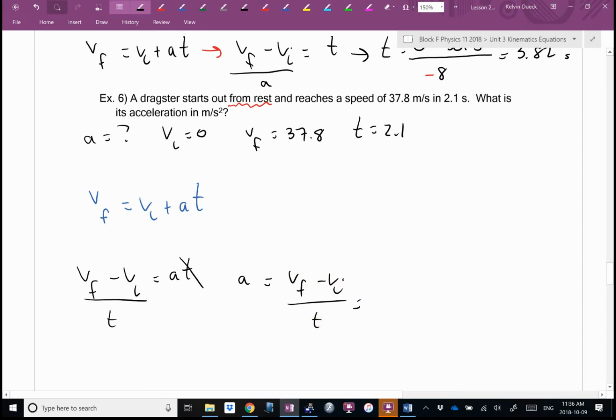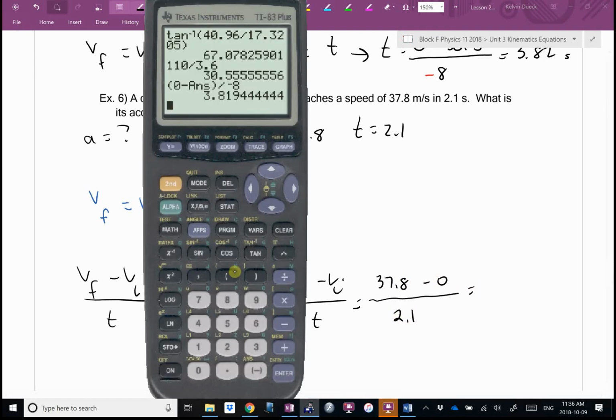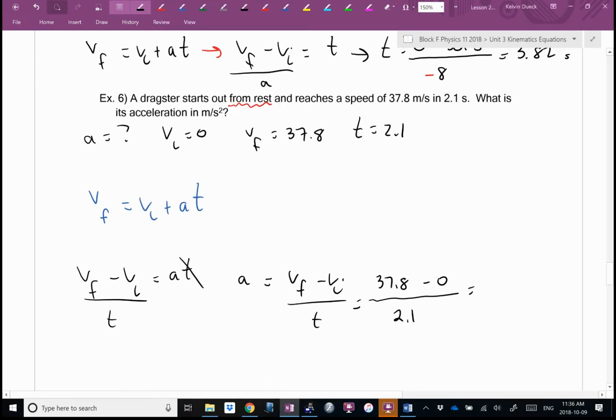Let's see if this works. 37.8 minus 0 divided by 2.1. I probably didn't need to type the minus 0, but if there was a number there, that's how I would type it on my calculator. Do you all get 18 meters per second squared? Yeah, that's the acceleration. Later on, you'll learn that's just under 2 Gs. But you don't know that yet.